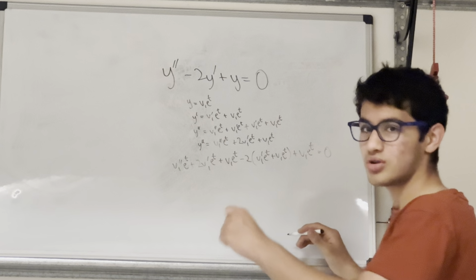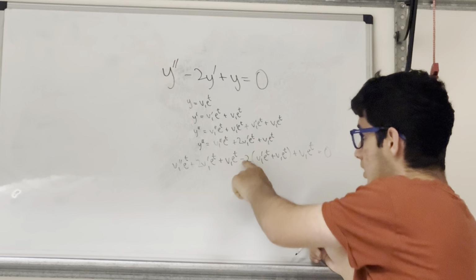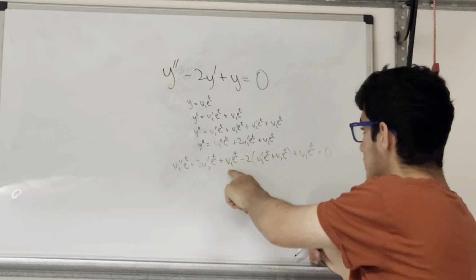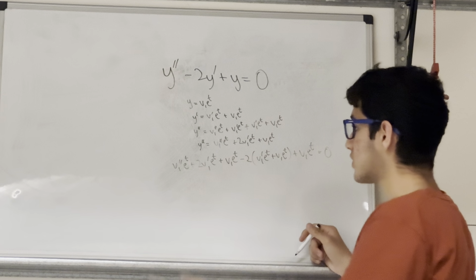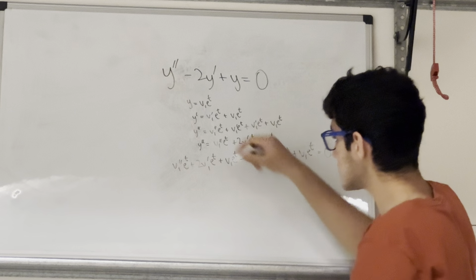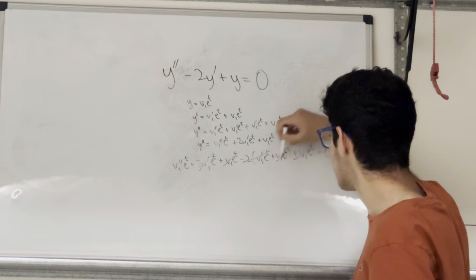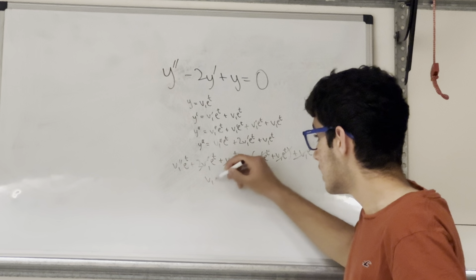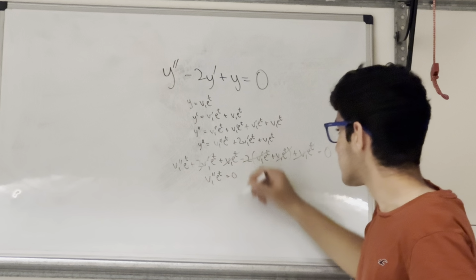You can see 2 v1 prime e to the t minus 2 v1 prime e to the t. Then v1 e to the t, v1 e to the t, add these together, you get 2 v1 e to the t, and again you're subtracting 2 v1 e to the t. So this cancels with this, and these add up and cancel with this. So everything is gone. Now we're left with just this, v1 double prime e to the t equals 0.